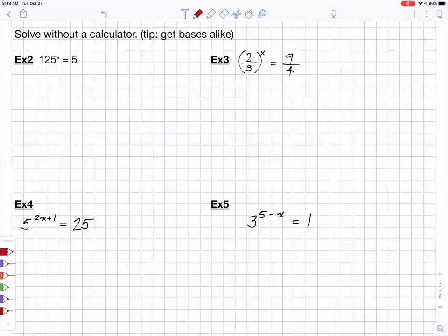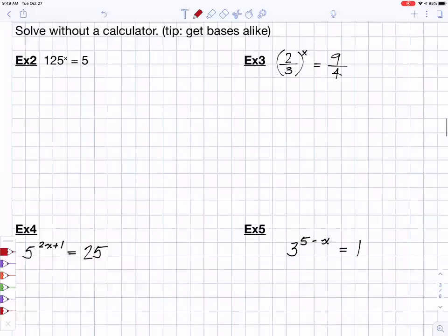When you're getting bases alike, 95% of the time, you're gonna make your bases smaller, not larger. Okay, when you're getting bases alike, you're gonna make your bases smaller, not larger. There's one example where we're gonna make our bases larger, and I'll show you what that is. Okay, but the majority of the time, you're gonna make bases smaller. Okay, so right now, let's take a look at number 2.